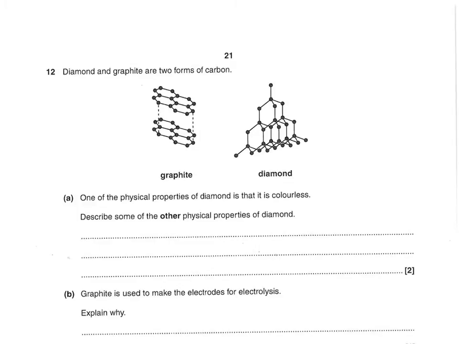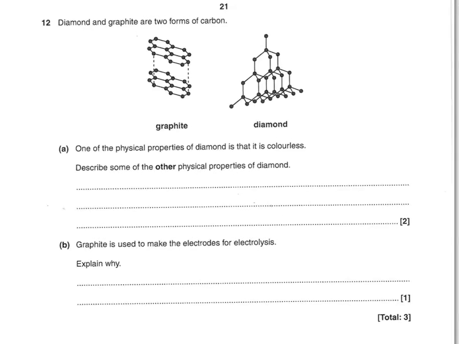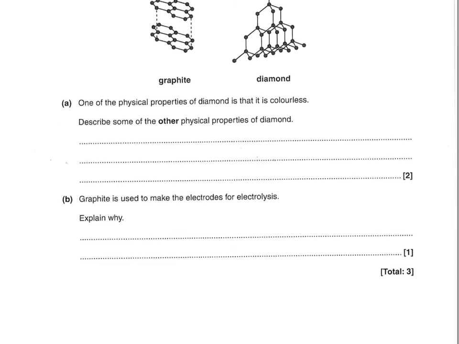You can say it's hard, you can say it doesn't conduct electricity, you can say that it's a conductor of heat, you could say it has a high melting point, you could say it doesn't dissolve in water, you could say it's shiny or lustrous, you can say it's transparent. Any of those points will get you the 2 marks. I imagine you probably put that it's hard and it's shiny or transparent, but any of the others will be fine. Graphite is used to make the electrodes for electrolysis. Explain why. And that's simply because it conducts electricity. So 1 mark there for saying it conducts electricity.